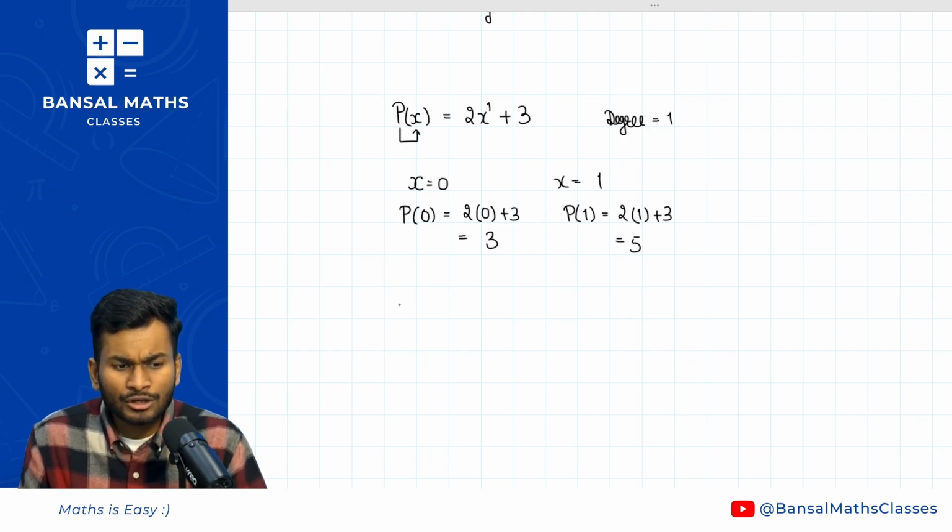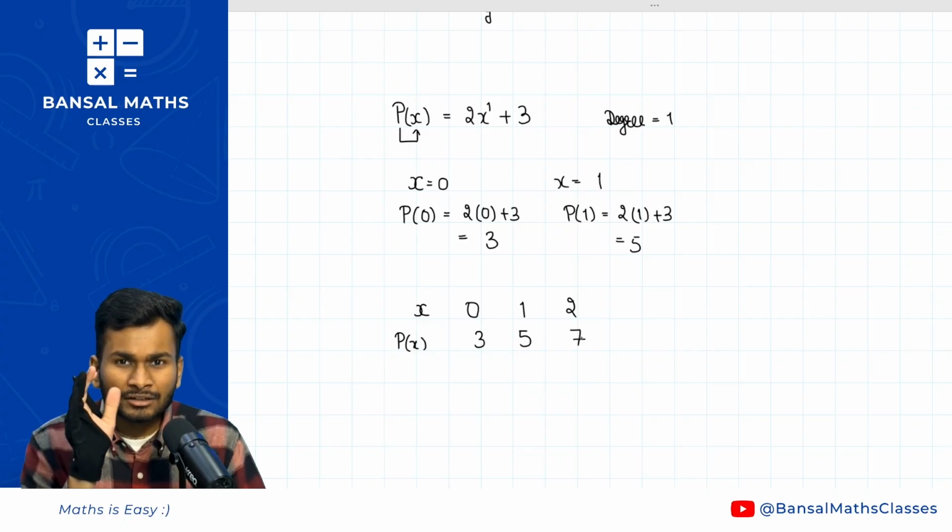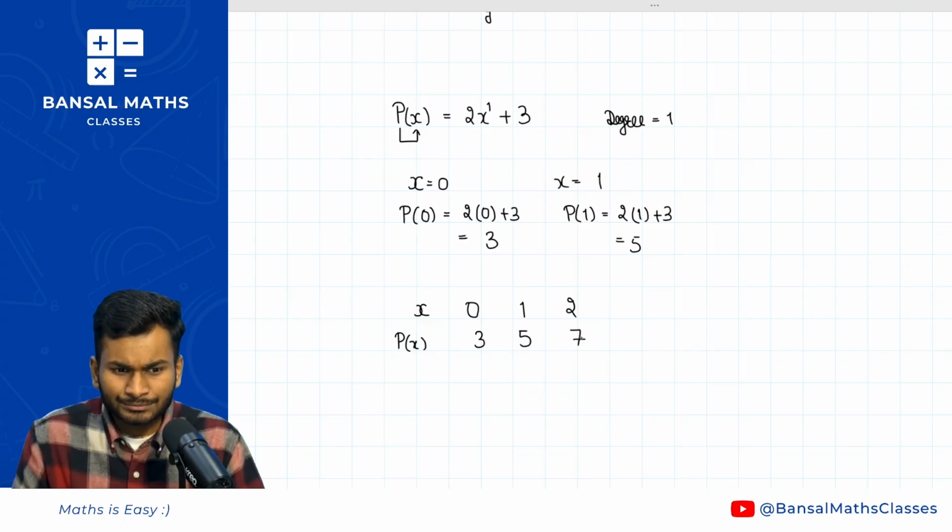Right? You can go on doing this. If the x values are 0, 1, 2, then p of 0 is 3, p of 1 is 5, and p of 2 is 7. Correct? Now, imagine you have a juicer, right?